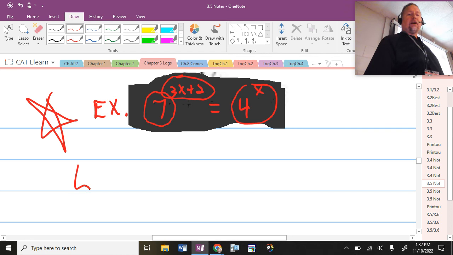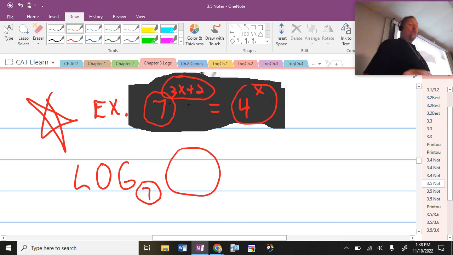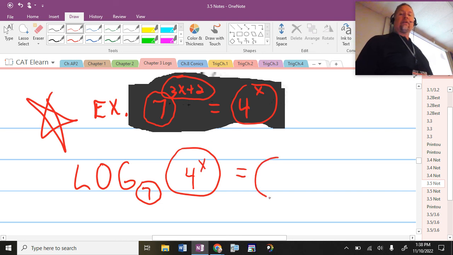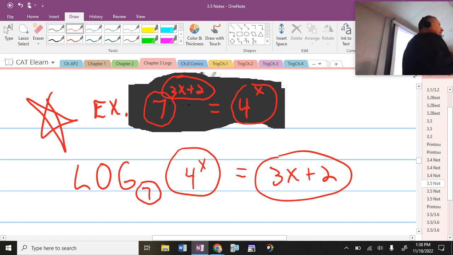I'm going to change this to a logarithm. Because of my choice, what do I make this? 3, 2, 1, go. 7. So that's got to be 7. That was my choice. What goes here then? 3, 2, 1, go. 4 raised to the x. Careful on that. And now equals what goes over here. And then all I know I have to do is, I got this nice. I don't have a logarithm over there. That's why this is easier.